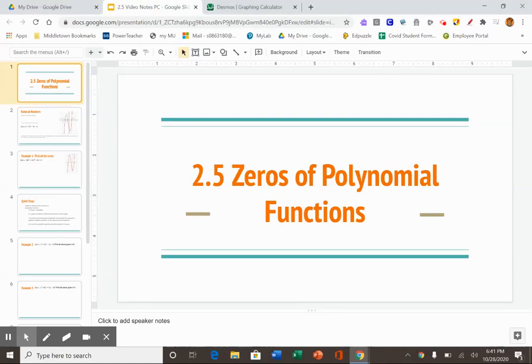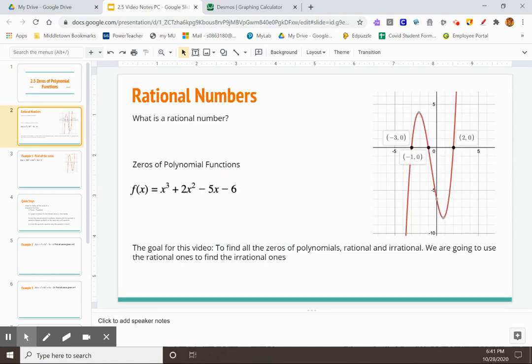All right, everybody, this is section 2.5, zeros of polynomial functions. So the first thing we're going to talk about are rational numbers. So what are rational numbers? I should open up the pen here.